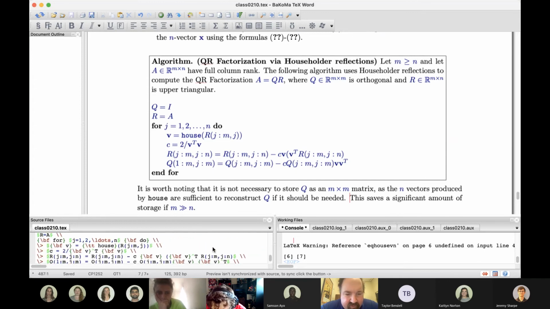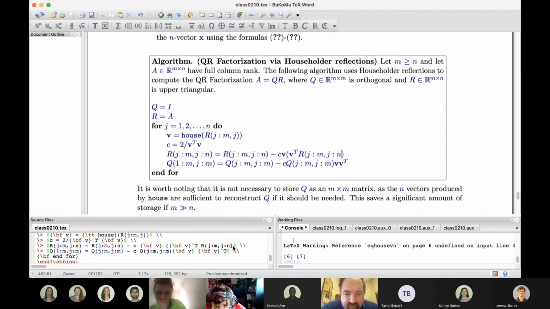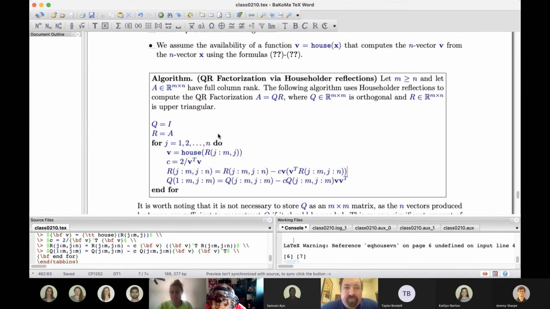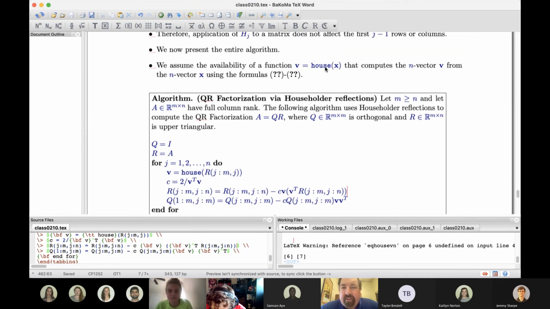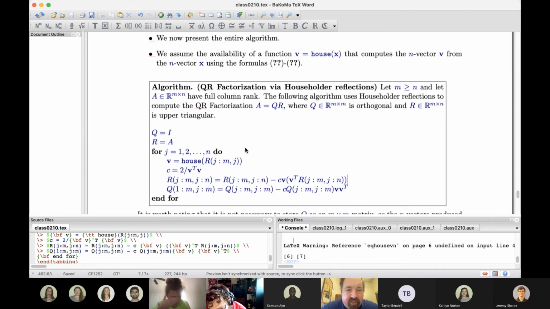Oh, I see I have a missing parenthesis here. All right. So what I do is I have a helper function, house. Now, what does house do? House is a function that computes the vector V using the formulas for the elements of V that I gave earlier, although not necessarily assuming that V is a unit vector, that's not required here. But for a given Householder reflection, the function house will compute the vector V.